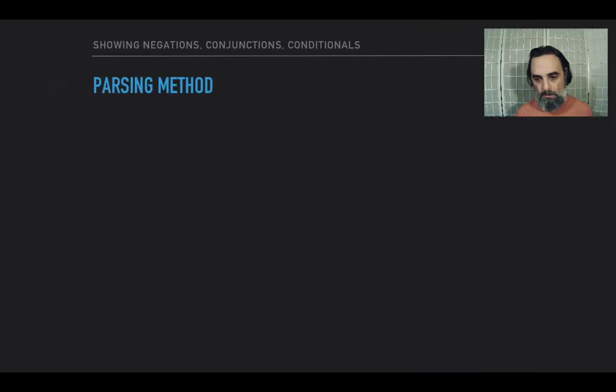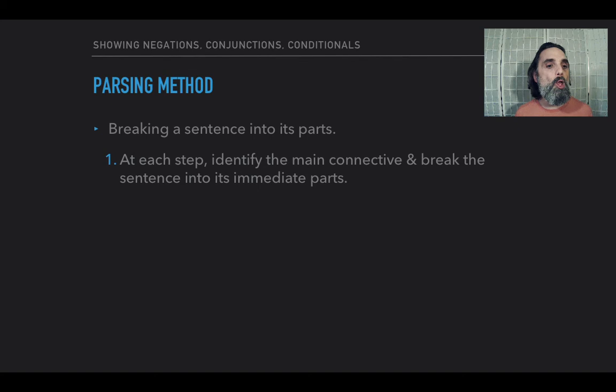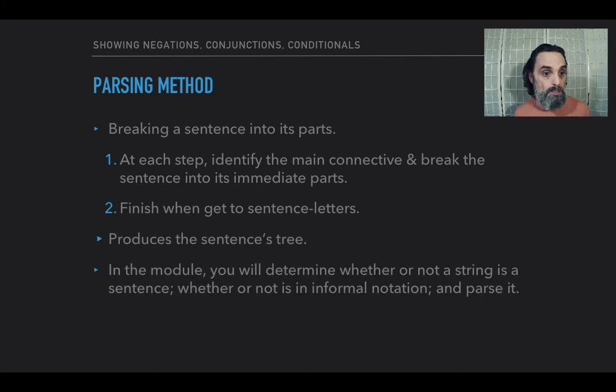So our parsing method is breaking a sentence into its parts, step by step. At each step, you find the main connective, and you break the sentence into its immediate parts. And you finish when you get to the sentence letters. You're not done until you get all the way down to the ultimate parts, and the ultimate parts are always sentence letters by themselves. And so that produces the sentence's tree.